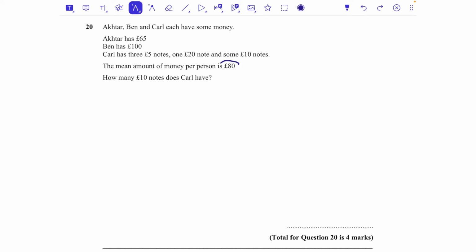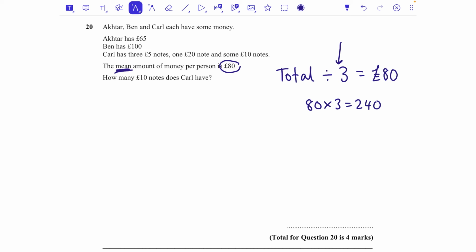Okay, so if the mean is 80, that means they've added up all of their money, the total amount of all of their money, they've divided it by 3 and got 80. Whenever they give you the mean, you know they've added it all together and divided by how many there are. So if we know there are 3 people, that's why they've divided by 3 and got a mean of 80. So what we can do here is work backwards. 80 times by 3 is £240. So that must be the total.